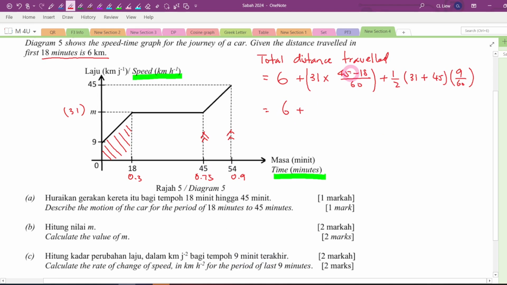This is 6, just copy. This is 13.95. This is 5.7. Okay, just find the sum of all these numbers. The answer is 25.65 kilometer.